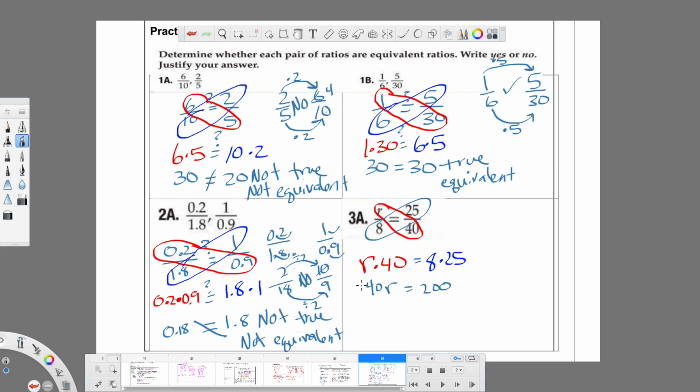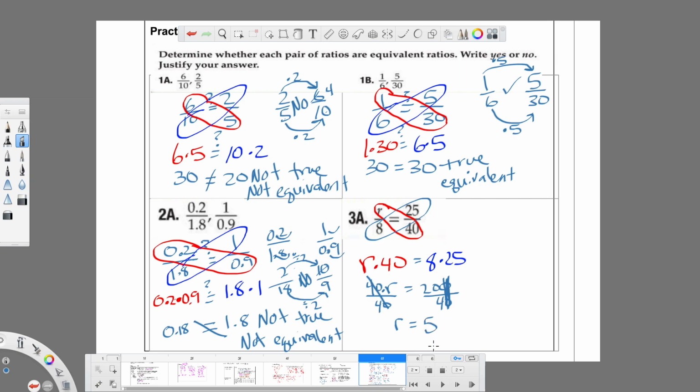All right, so let's go ahead and solve this. We're multiplying by 40, so I'm going to divide by 40 on both sides because I want to do the opposite. And that gives me R equals, so 200 divided by 40. So very quickly I can cross off these zeros. That's a quick cancellation I can do. And then I can do 20 divided by 4, and I get 5.